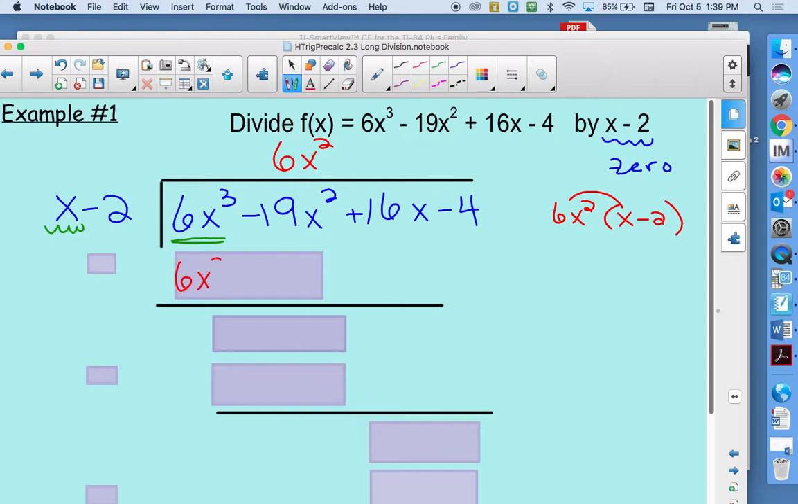So we're taking 6x squared times x. There's our 6x cubed, so they're the same. 6x squared times negative 2 is negative 12x squared. So that's how we get those pieces that go underneath. Okay? Multiply, just like the numbers we multiply.